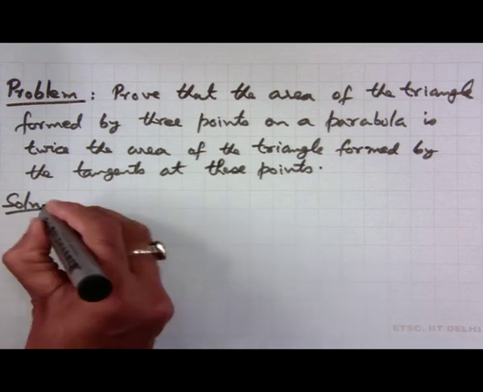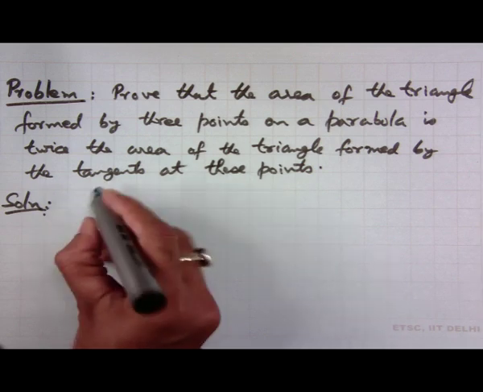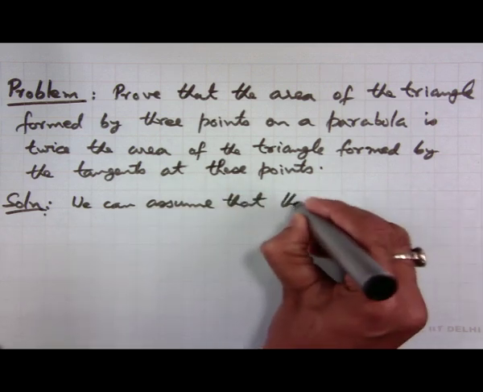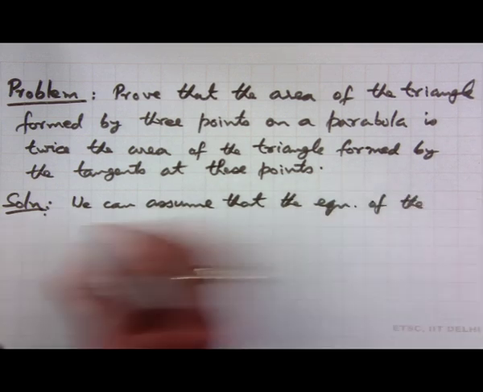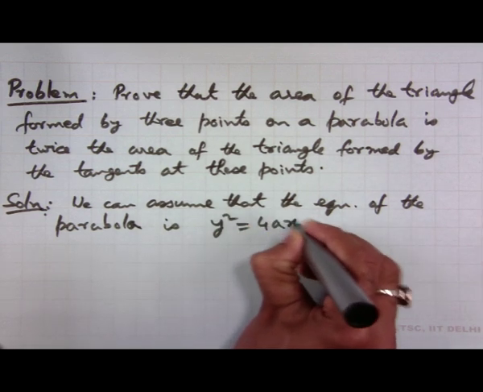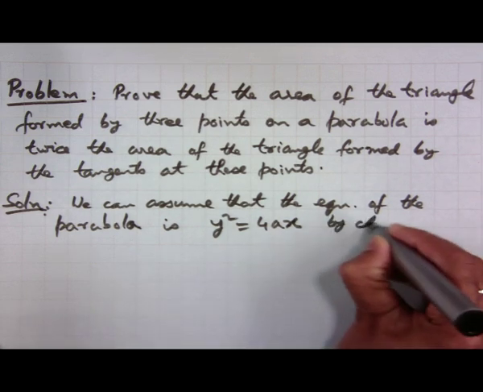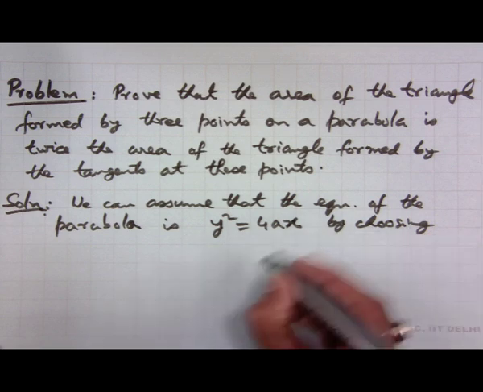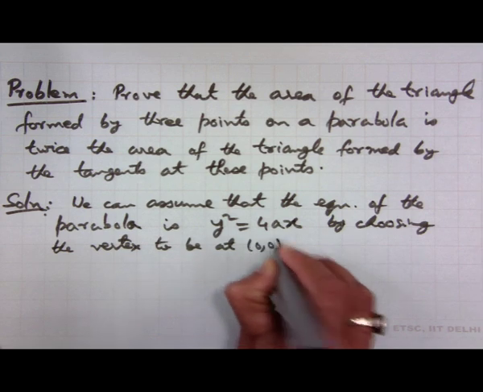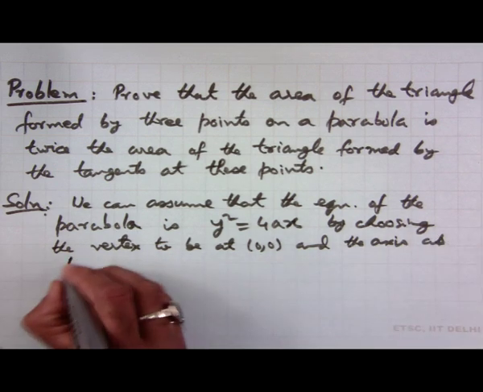Solution. So, we can always assume that the equation of the parabola is y square equal to 4 x, by choosing the vertex to be at origin and the axis as the x axis.